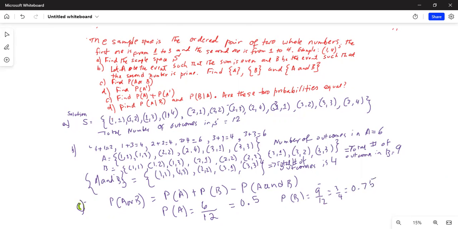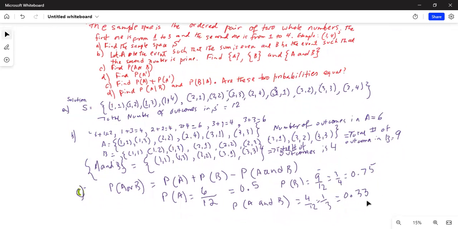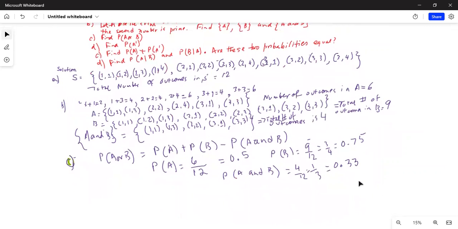Okay. And then we will find the probability of A and B. The total number of outcomes in A and B is 4, so it is 4 out of 12, or 1/3, or 0.33. I'll keep it to 2 places of decimal. We will move this up a little bit.